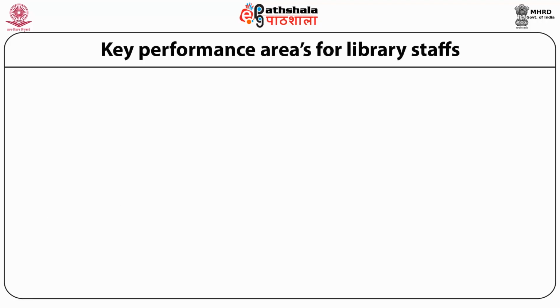Key performance areas for library staff could be task analysis, meaning here we will be analyzing each and every activity that a library professional is accomplishing. Leadership role, how he is playing a leadership role in accomplishing a joint activity. Team plans. Planning is the most important stage for any library activity. So how the team is performing and planning.